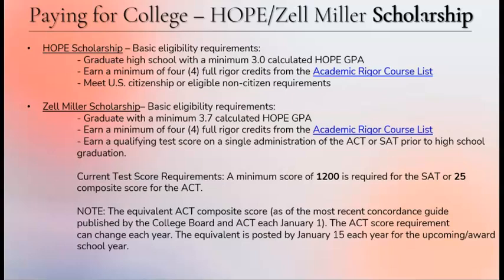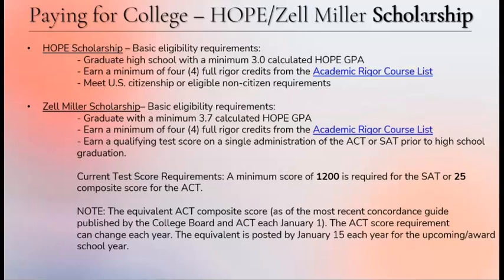I point out single administration because there is no super scoring when it comes to Zell Miller eligibility criteria for those exams. The current test score requirements are a minimum of 1,200 on the SAT or a composite score of a 25 on the ACT.